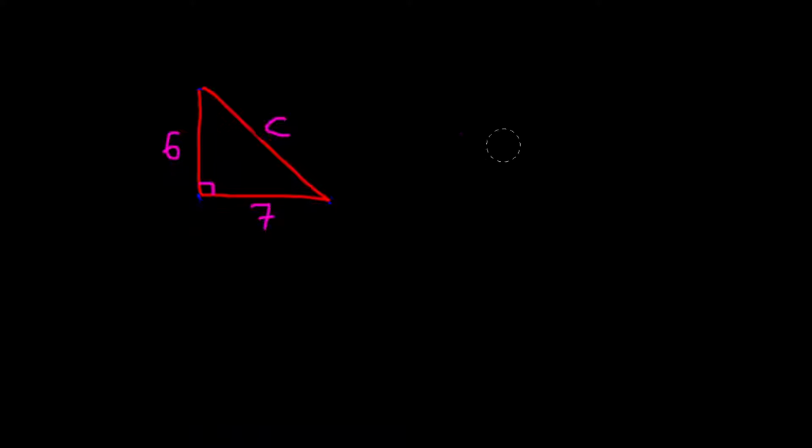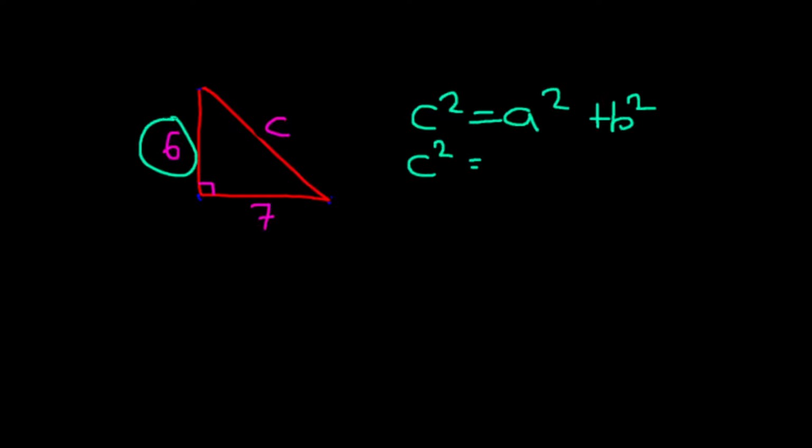Alright, so let's start off with the equation. The equation says that C squared is equal to A squared plus B squared. We don't know what C squared is, so we have to keep that. A squared is going to be 6 squared, plus B squared, which is 7 squared. I'm picking numbers right off the bat that we know we could square off our heads, right? So C squared is equal to 36 plus 49.